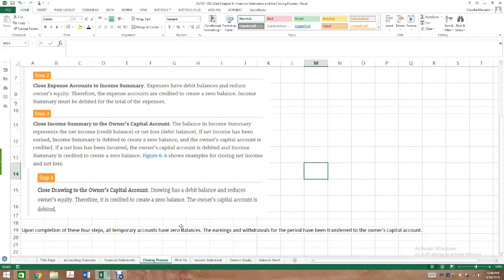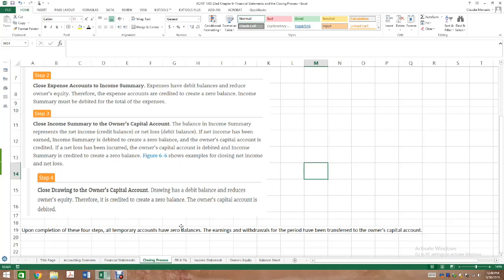So after you complete all of these 4 steps, all of the temporary accounts, which are your expenses, your revenues, and your drawings, those are the 3 things. Revenues, expenses, and drawings will be zero, okay? The earnings and withdrawals for the period will be transferred to the owner's capital account, okay? So what the closing process does, it closes out your temporary accounts, which are your revenues, your expenses, and your drawing, and it updates your owner's capital account with the updated balance, okay?